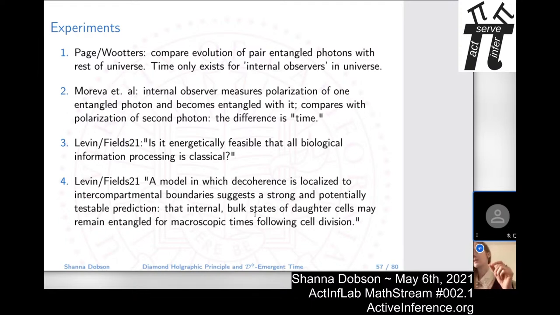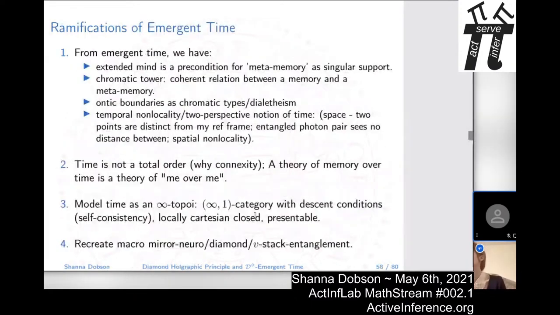And then something to help the questioner also is this great work that will be coming out soon by Levin and Fields, about decoherence actually being localized to intercompartmental boundaries. So the internal bulk states of daughter cells may remain entangled for macroscopic times following cell division, so you have little pockets of time travel. If you have entanglement, there is hope in the biological setting. Most people may think their work is too future thinking, but I'm super future thinking. Let's try to figure this out.